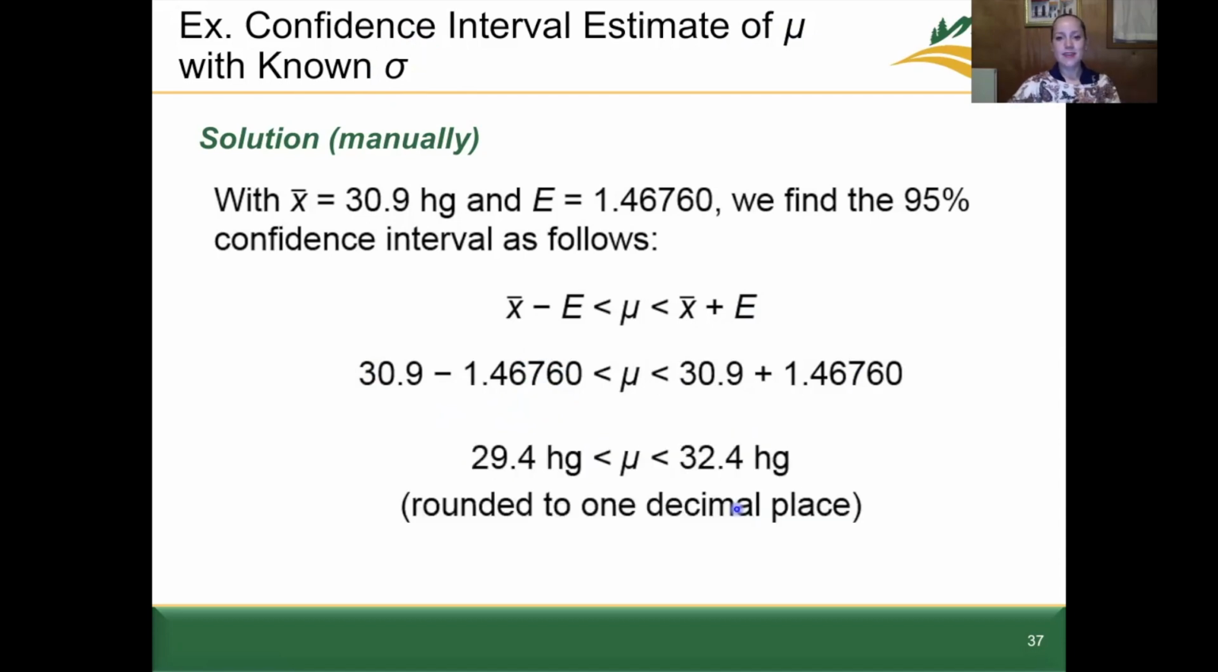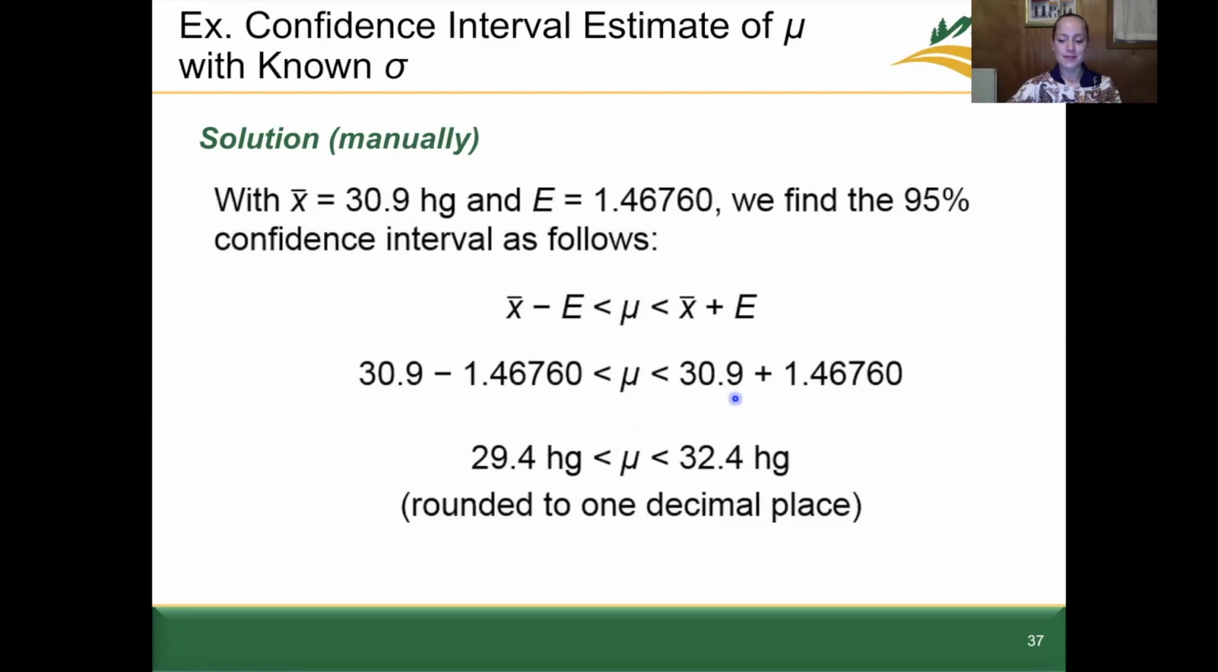We needed to consider rounding here. We went to 1 decimal place and we included units here because technically this population mean is greater than 29.4 hectograms, but then it's less than 32.4 hectograms. Okay, so try doing this with Excel, try doing this manually, see which way you prefer, and get really comfortable using both methods.